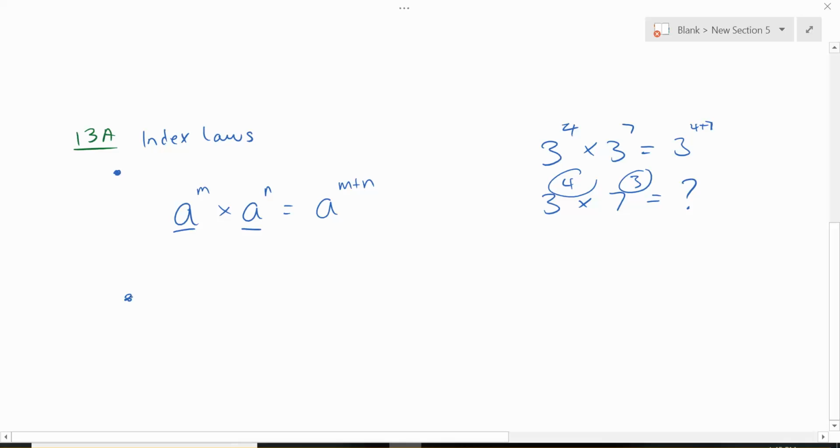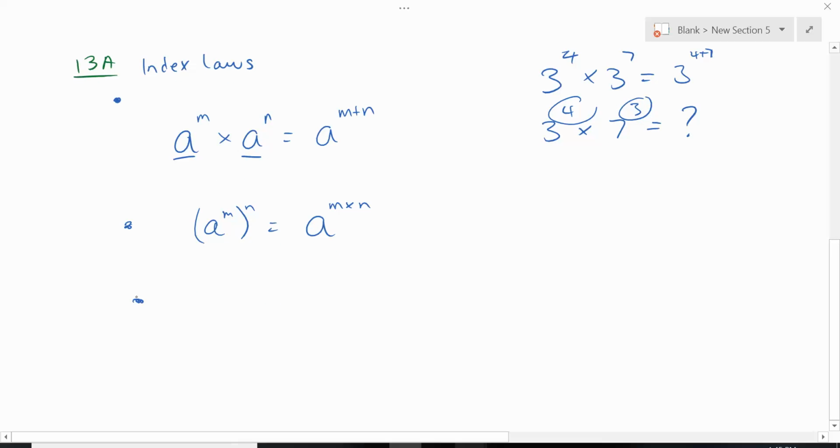Let's go, Seb. If you have a in brackets with m, then you have n outside. Good. Times the powers. Very good. It's a to the power of m times n. Give me another rule that you learnt. Let's go with Rachel. Another index law rule.